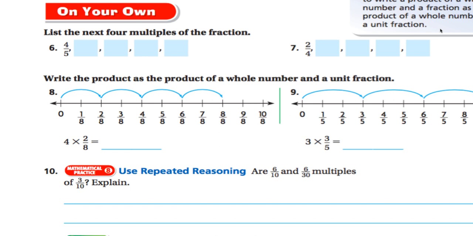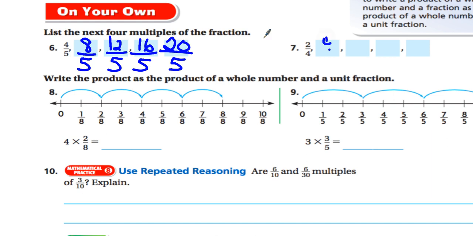Okay, welcome back. Now I will show you how to answer these so you can check for understanding. Let's start at number 6. List the next 4 multiples of the fraction. So 4/5, 8/5, 12/5, 16/5, 20/5. And 2/4, 4/4, 6/4, 8/4, 10/4. Right?